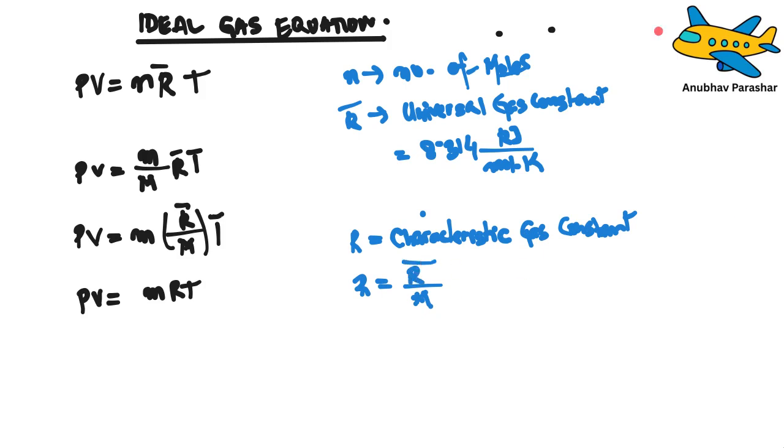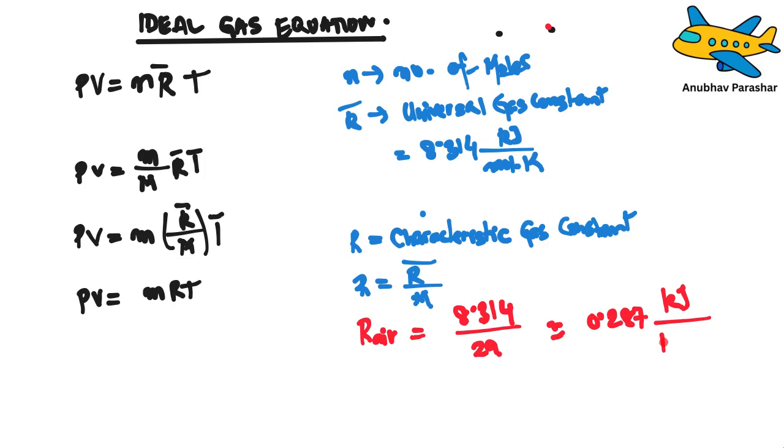For example, let us consider the example of air. Do you know what the molecular mass of air is? R' is going to be constant, 8.314. Molecular mass of air is 29. So it becomes somewhere around 0.287, and the units will also change, kilojoule per kg Kelvin. And the characteristic gas constant will be different for different gases.